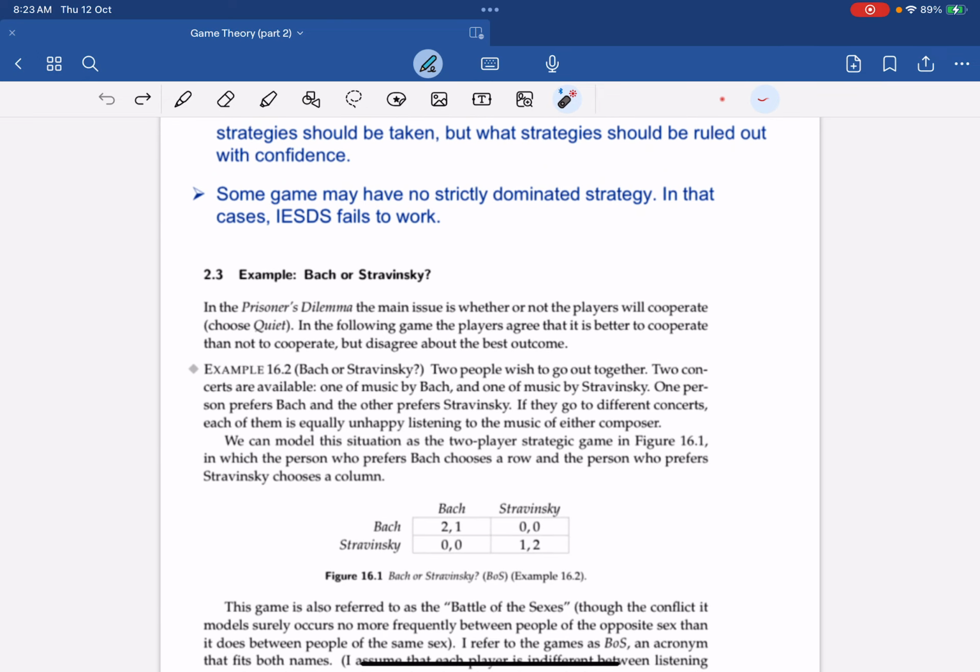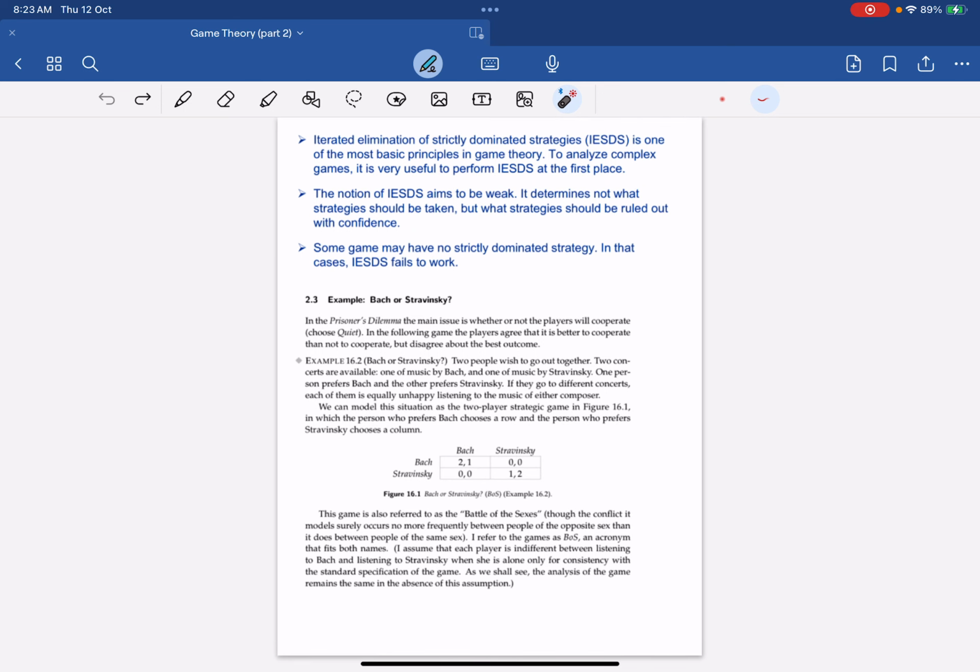So in this case, IESDS fails to work, and so we'll need another notion or another model or another concept, and we'll introduce that in the next video.